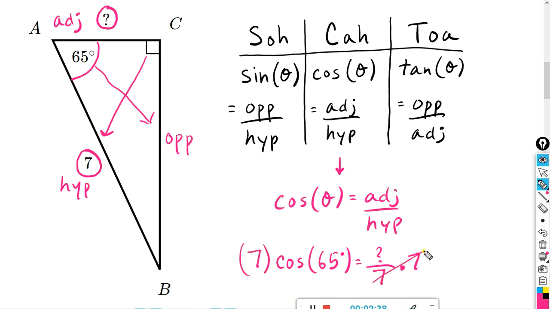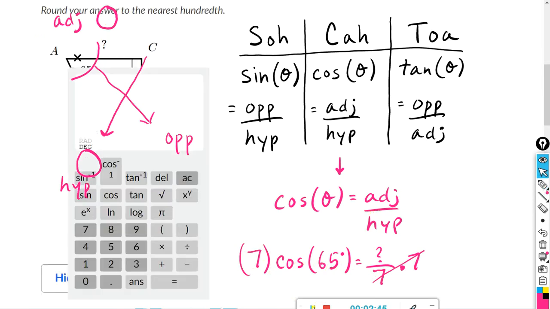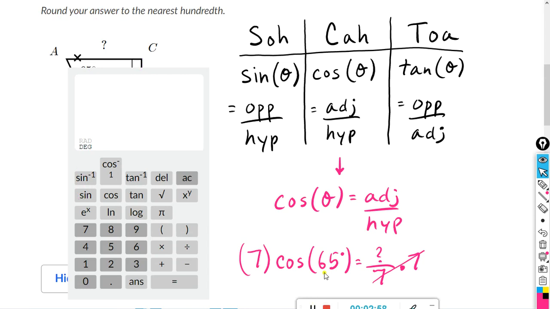All right, and this cancels here. And the cosine of 65 we'll have to do on the calculator. So let me pull that up. Okay, I'm going to have to erase some of this stuff so you can see the calculator, but we're going to do 7 times cosine of 65 on the calculator. So just real quick, notice the 65 is in degrees. Okay, the angle measurement is in degrees. So make sure your calculator is set to degrees, whether you're using the one here or your own calculator.